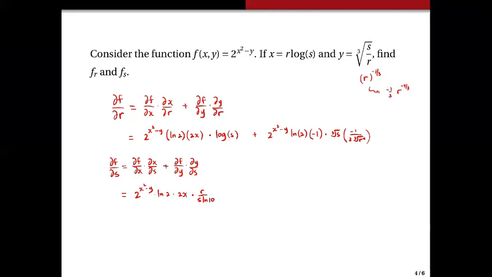And then we will have here plus 2 to the x squared minus y ln of 2 times -1. And then for the other guy, we will have 1 over cube root of r. And then if we look at this, now you have s raised to 1/3. The derivative will be 1 over 3 s raised to -2/3. So this is 1 over 3 cube root of s squared. So this will be the derivative of f with respect to s.